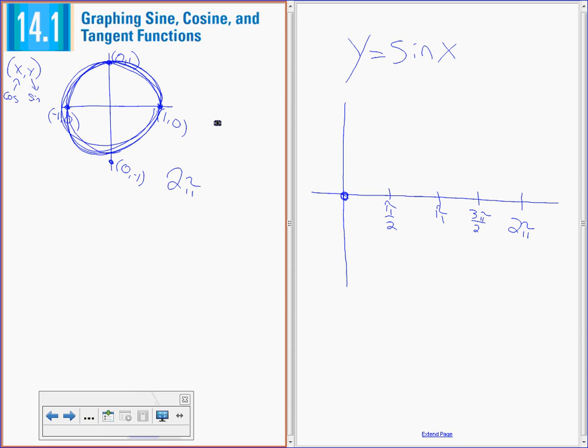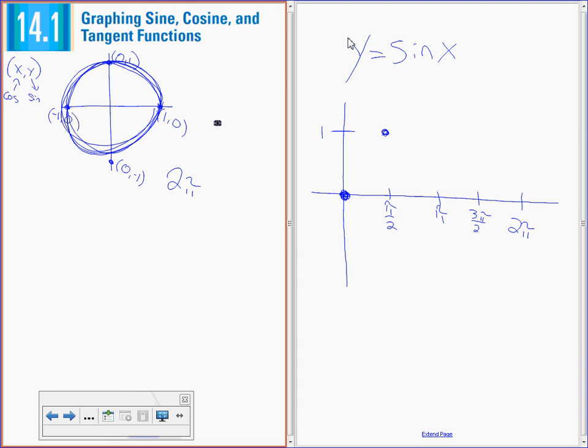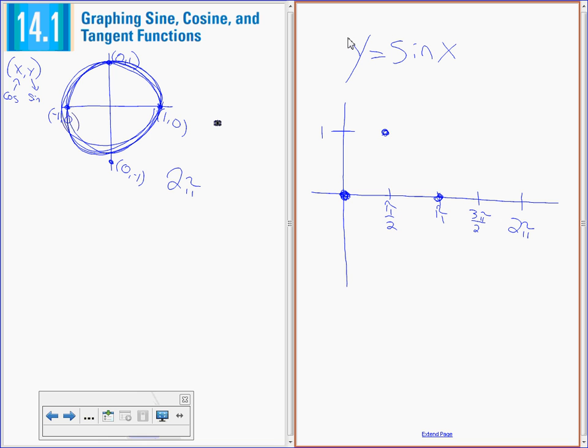What are the values of sine at all those spots? Well, the value of sine at 0 is 0. The value of sine at pi over 2 is 1. The value of sine at pi is 0. The value of sine at 3 pi over 2 is -1, and it goes back up to 0. So it oscillates itself through a graph, just like that.